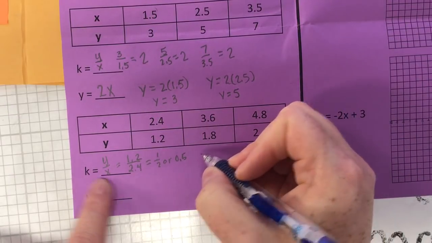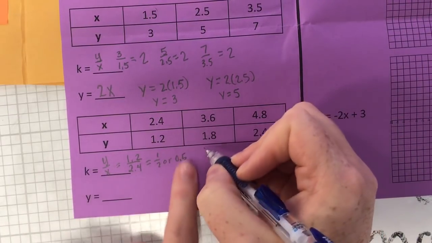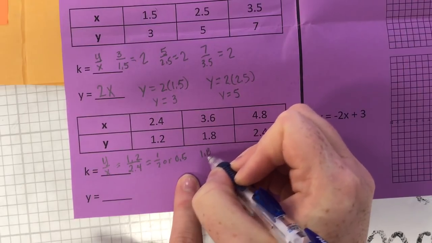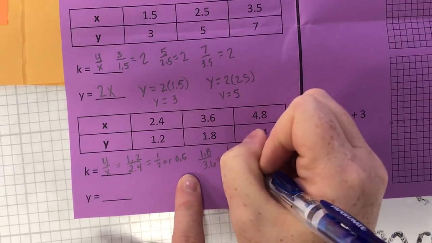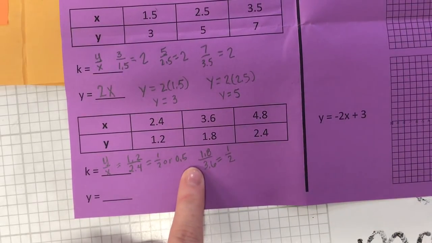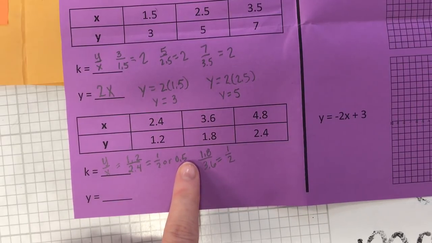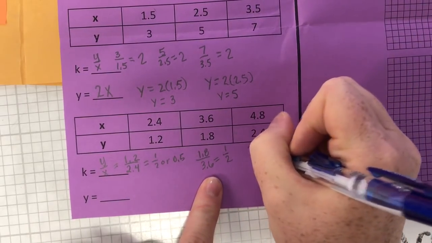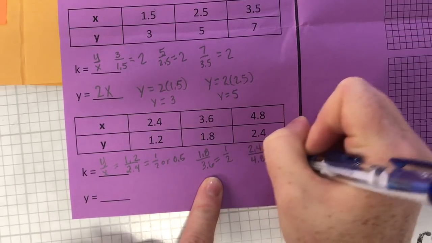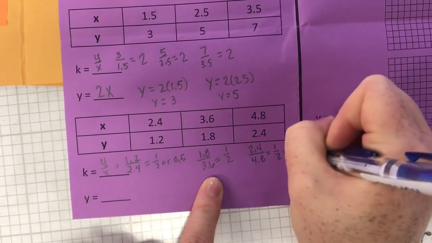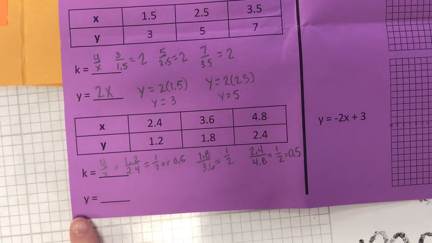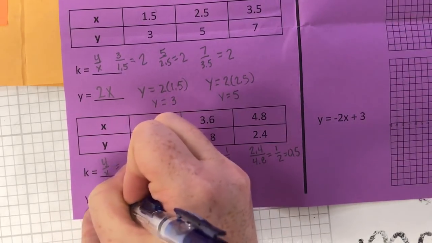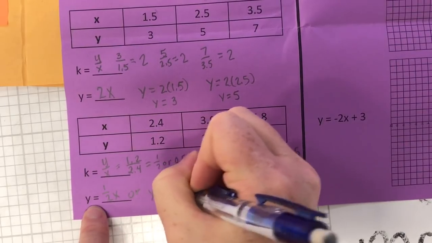So my next one is k equals y over x. That reduces to the same thing, 1 out of 2, because half of 3.6 is 1.8, and then 2.4 over 4.8, which reduces to 1/2 or 0.5. So how am I going to write my equation? Y equals 1/2 x or y equals 0.5x.